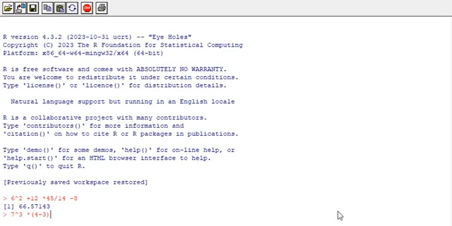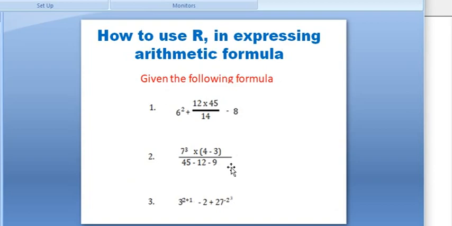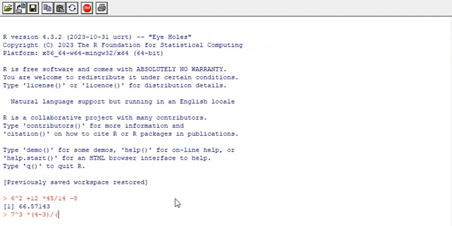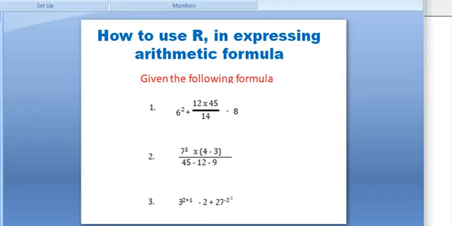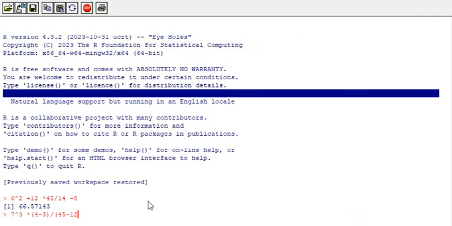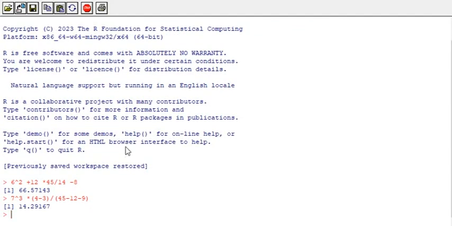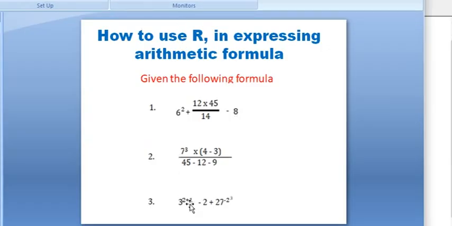Since we want everything to be all over, we want to express everything at the bottom, we have to put it in open and close brackets. Open brackets, 45 minus 12, that's 45 minus 12 minus 9. Close brackets. Enter. I've expressed that one.